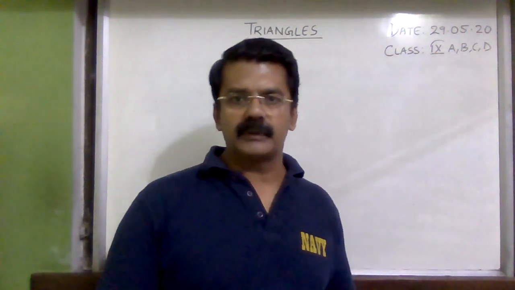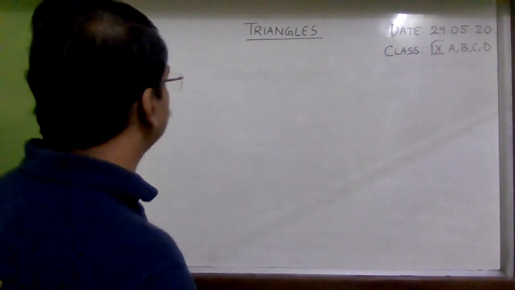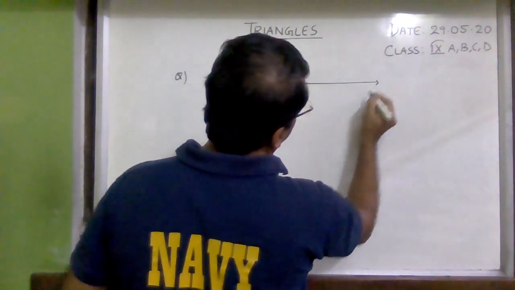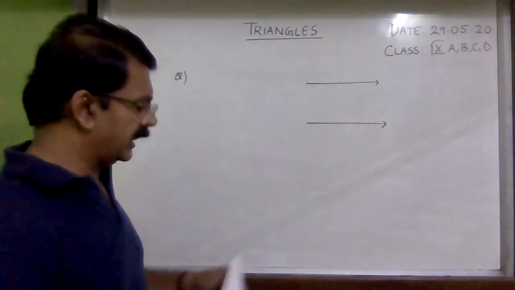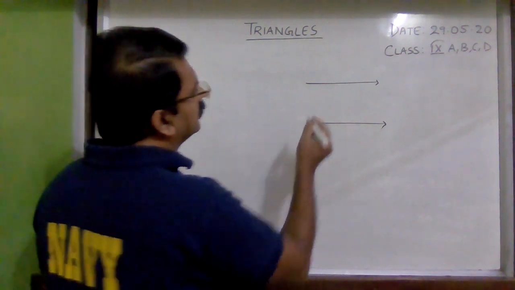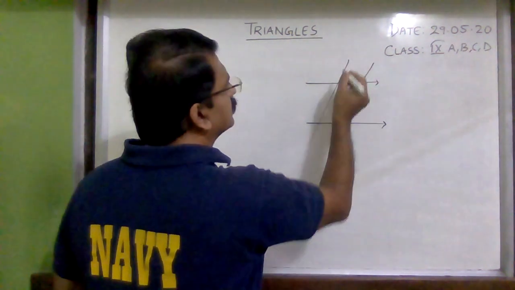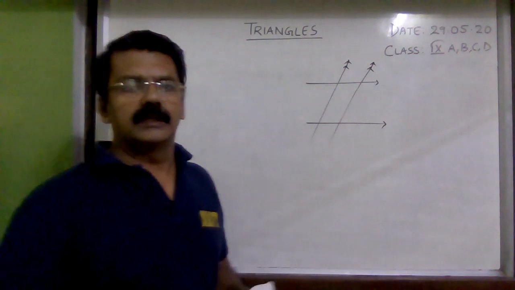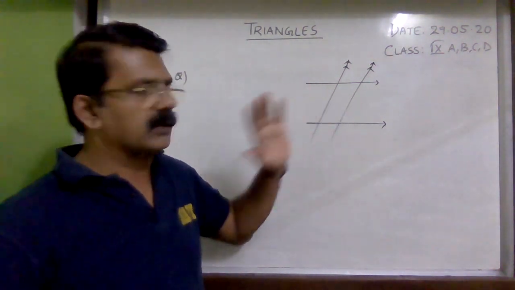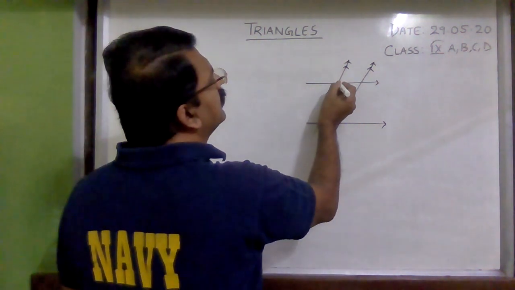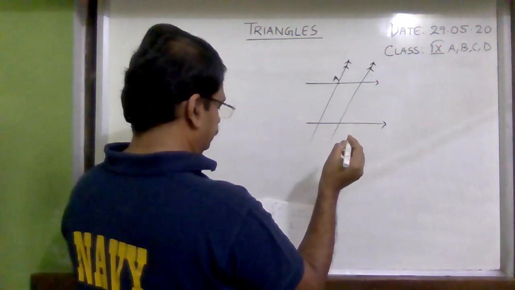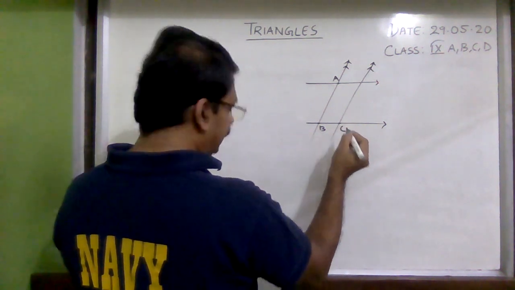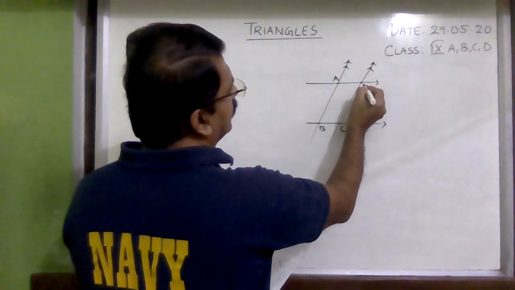So the first example of the day: there are two lines, and these two lines are parallel to each other. There are two more lines and they are also parallel to each other like this. So this line is parallel to this line and these two lines are also parallel. Now this point, say it is A, this point is B, this point is C, and this point is D.